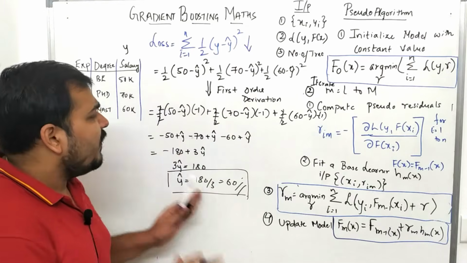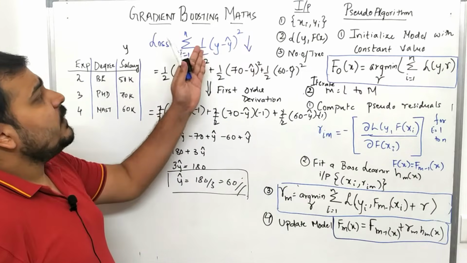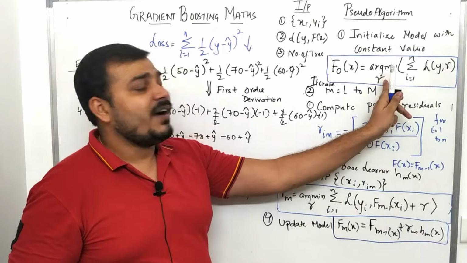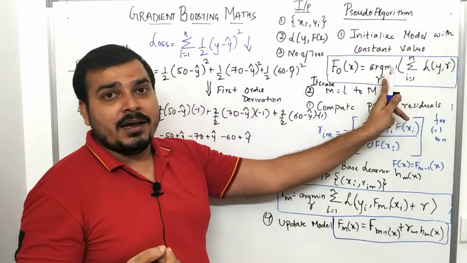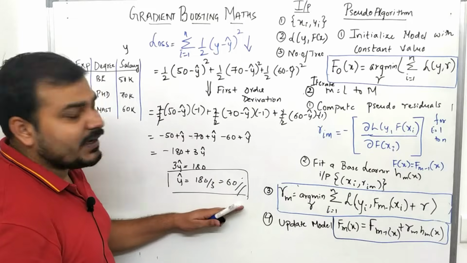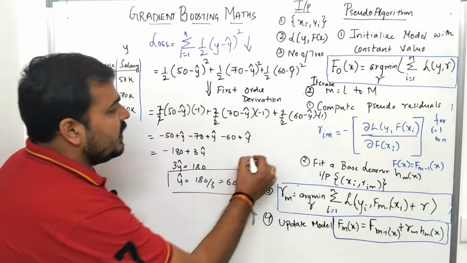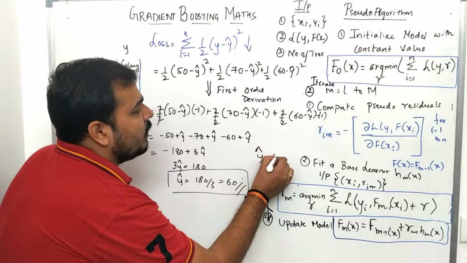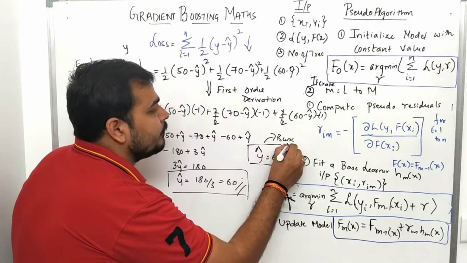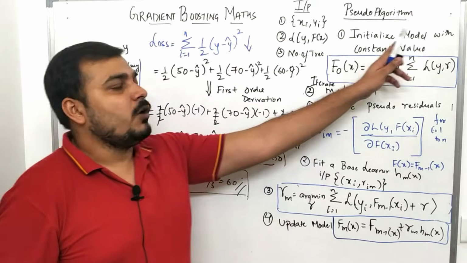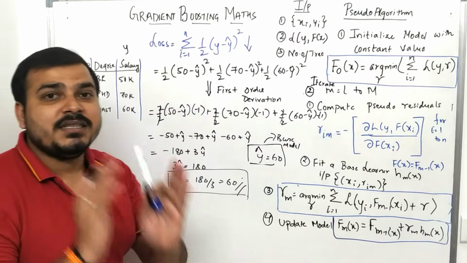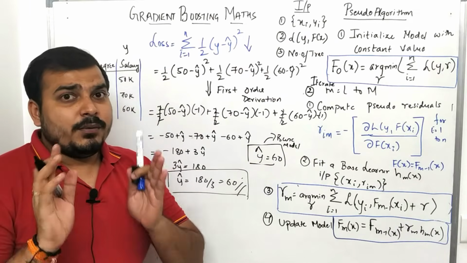So we found a very easy way where, considering this loss function, since we need to minimize it by selecting some value as y hat or this gamma, I am just doing a first order derivative with respect to this y hat, and finally I get the output of 60. Now this 60 is nothing but the y hat for the base model. You can see it very clearly. Initialize the model with a constant value. So we have done step 1.